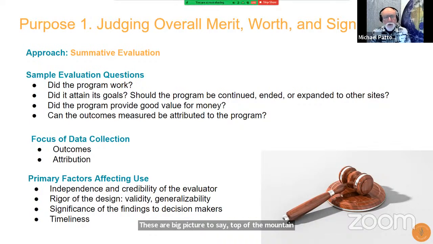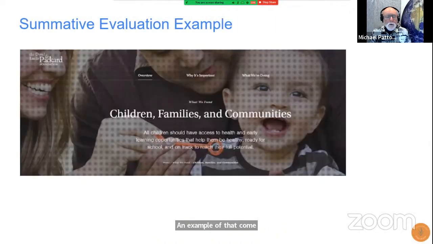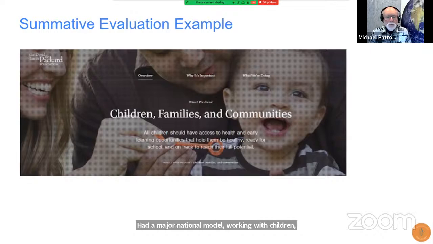And an example of that comes from the Packard Foundation, which had a major national model working with children, families, and communities on a family visitation program. And they conducted a major summative evaluation, both quantitative and qualitative data, with a comparative design to judge whether or not that model worked. Summative evaluation is typically about models.